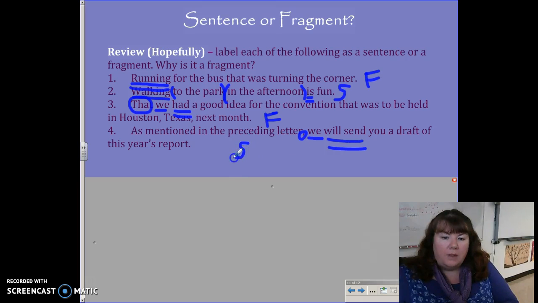So this one I would label as a sentence. Okay, there are fragments on the worksheet tonight, so make sure that you're paying attention to it. It's one page of the worksheet.